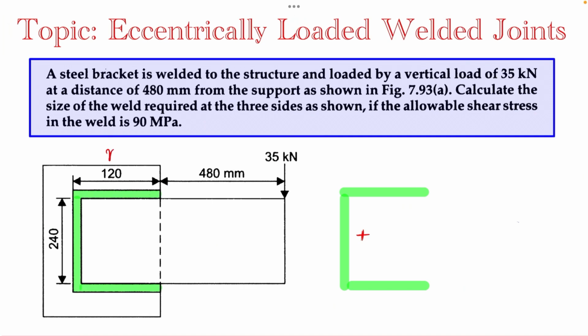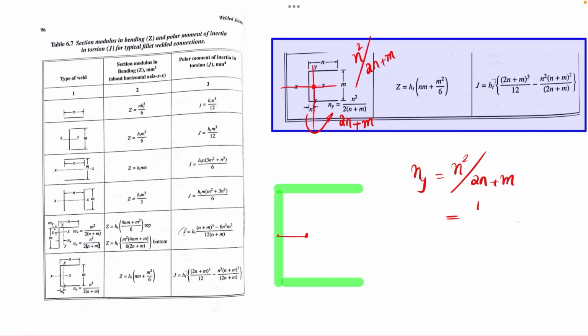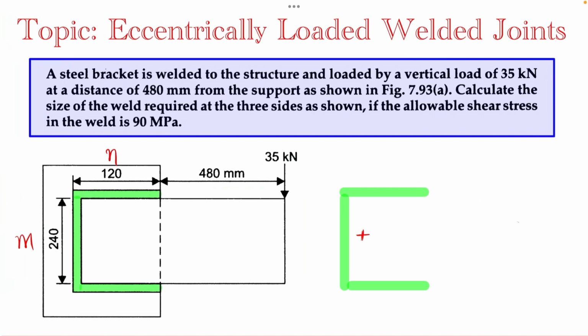In this problem, n is this distance and m is this distance, so 120 and 240. So here you can substitute 120 squared divided by 2 into 120, which is 240, plus another 240. Evaluating this, we get n_y as 30 mm. So we have located the CG. The same thing will be taken to this figure. So the CG will be coming here, and this distance we have obtained is 30 mm.